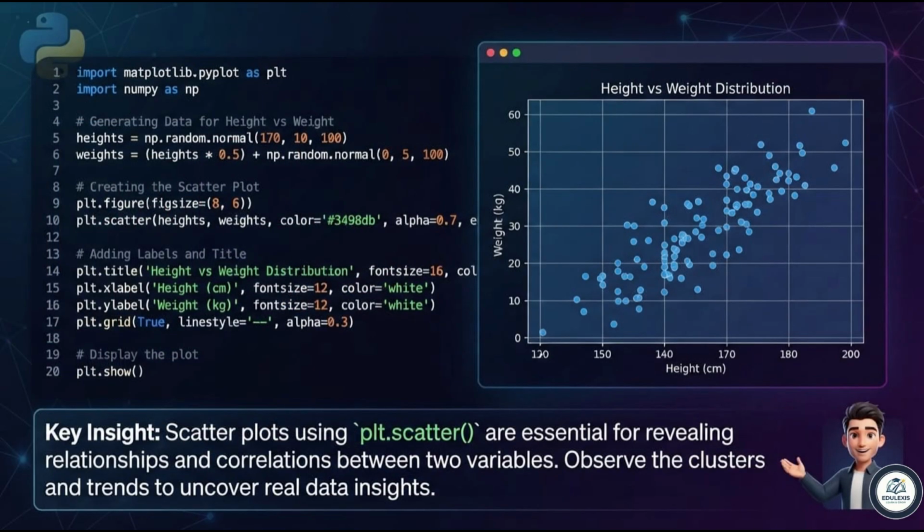Moving on to scatter plots using plt.scatter. These are essential for seeing relationships between two variables like height versus weight. Notice the clusters or the correlation. That's where the real insights are hiding.